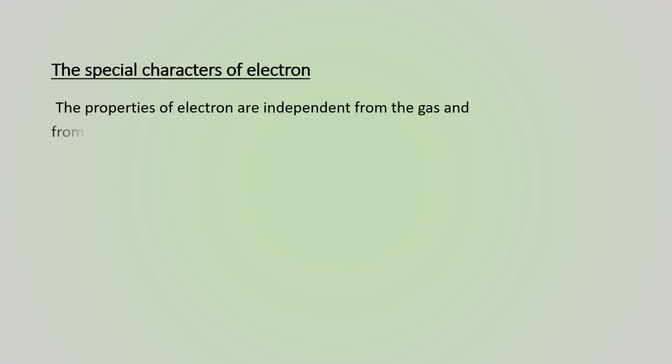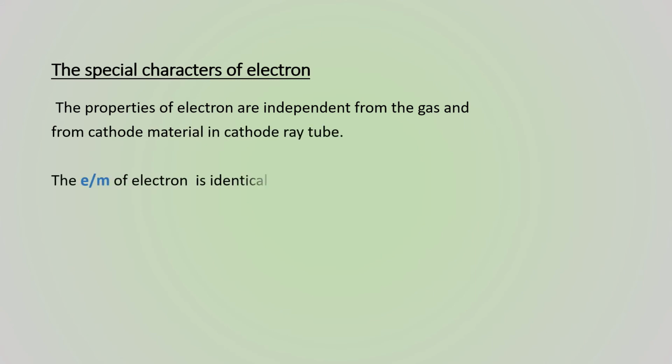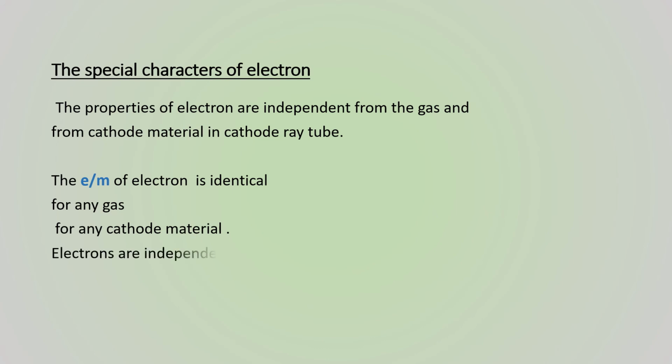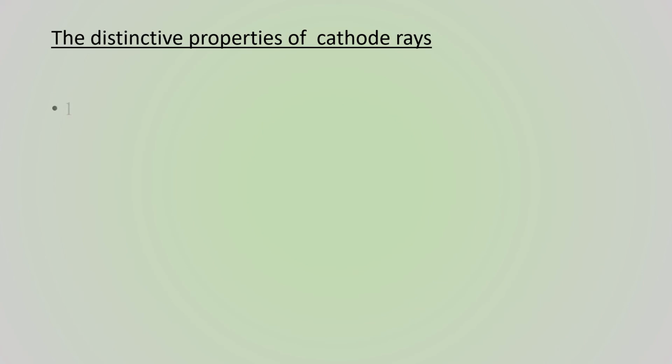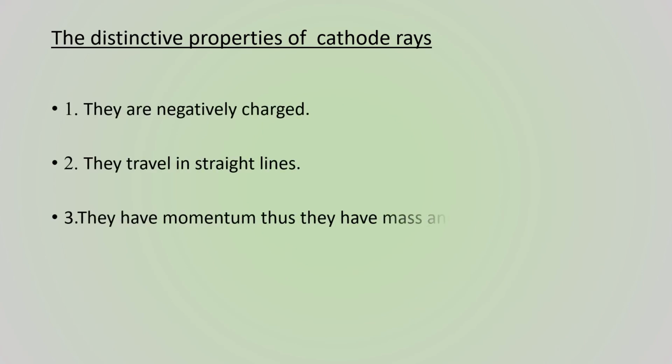Special characters of the electron. The properties of electrons are independent of the gas and of the cathode material in the cathode ray tube. The e/m of the electron is identical for any gas and any cathode material. The distinctive properties of cathode rays: they are negatively charged, they travel in straight lines, they have momentum, thus they have mass and velocity.